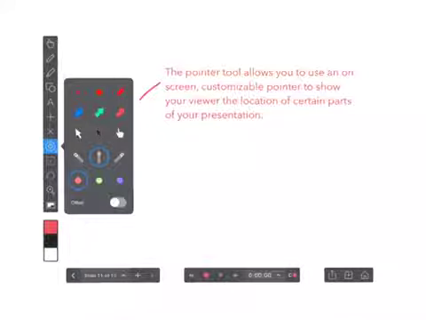Next we have our pointer tool, and the pointer tool allows you to show a pointer on screen during your presentation, which you can pick and choose. So I'm going to use the red pointer and show you what that looks like. And that can just emphasize to your viewer what you want them to be looking at during your presentation.